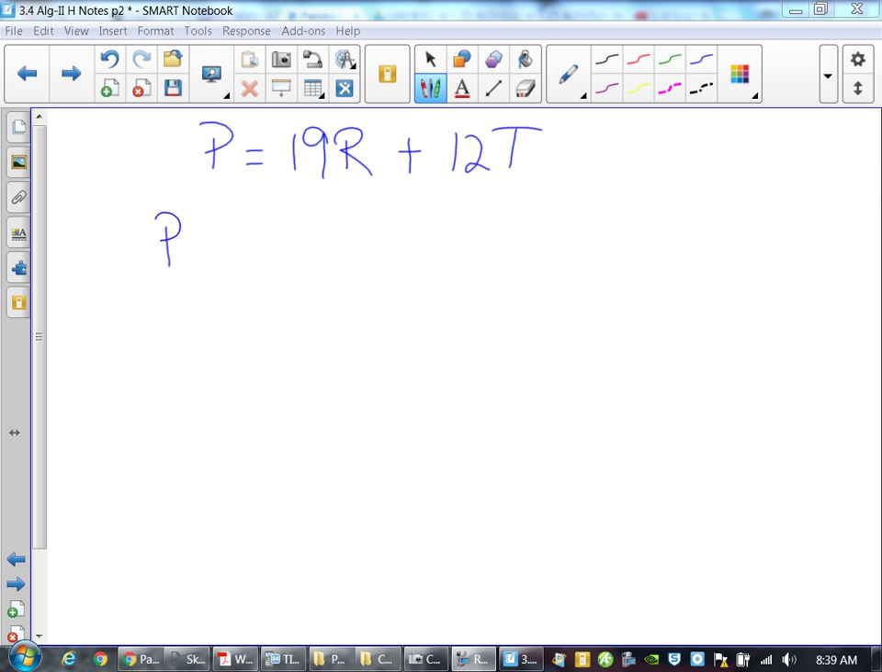So we have radio greater than or equal to 0, tapes greater than or equal to 0, and then if they can manufacture at most, does that mean they can make more than? No. Less than: R is less than or equal to 600 and T is less than or equal to 500. Good. Perfect.